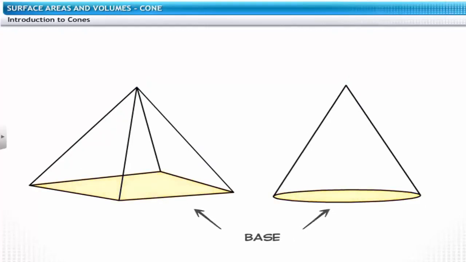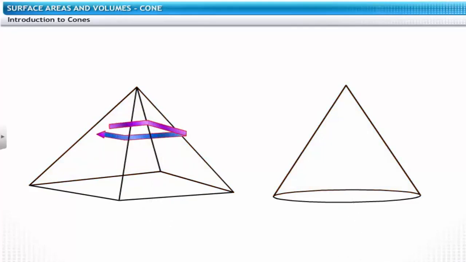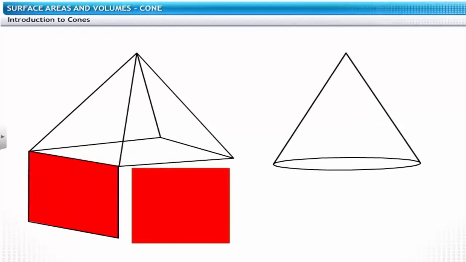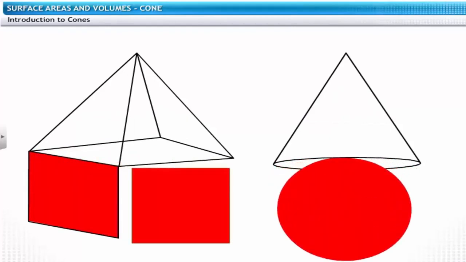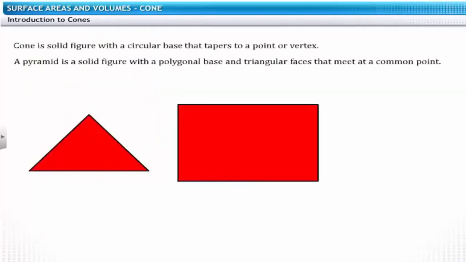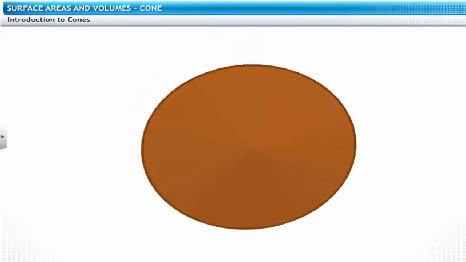The difference is in the nature and shape of their surfaces. A pyramid has a flat and triangular lateral surface, while a cone has a curved surface. If you look at the bases, the pyramid's base is a square, and that of a cone is a circle. Please note that the bases of pyramids can be any polygonal shape. It can be a triangle, a rectangle, or a pentagon. Now coming back to the cone, it is a solid with a circular base and a curved lateral surface that tapers in a point or vertex.